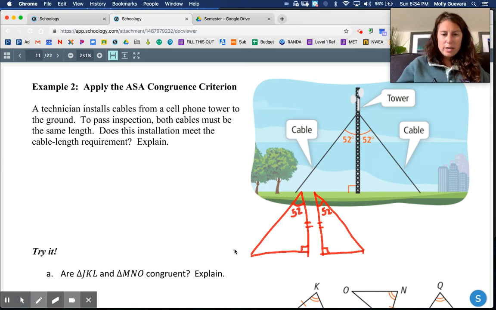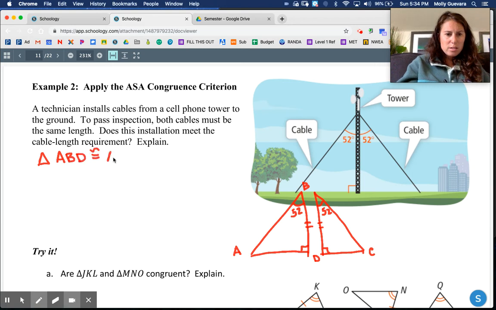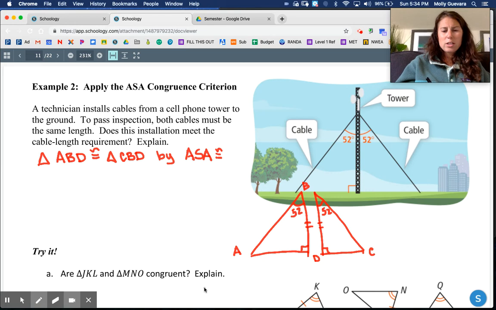So I didn't label it, but maybe we should do that. Call this point A, call this point B, call this point C, this point D. So I can say that triangle ABD is congruent to triangle CBD by angle, side, angle. By angle, side, angle congruency, these two triangles are the same. Well, if these two triangles are the same, then I know angle A and angle C are the same. And I know that AD and CD are the same, right? So therefore, AB and CB must be the same, right?